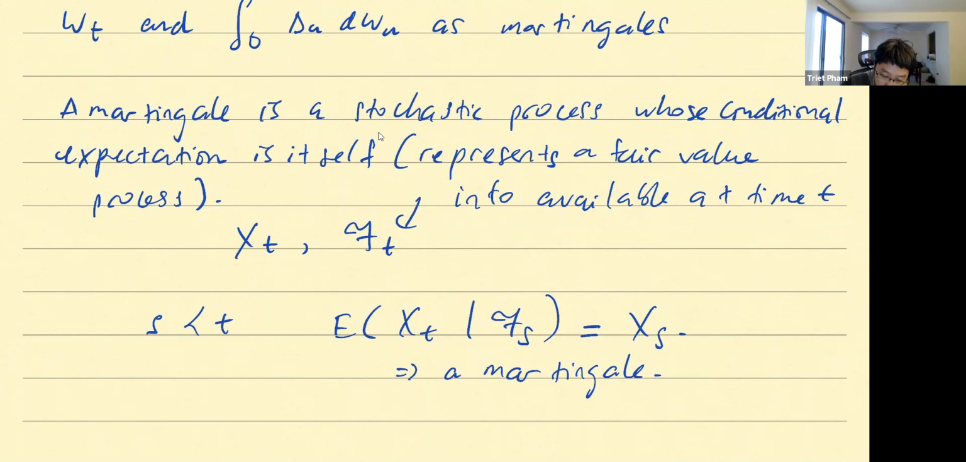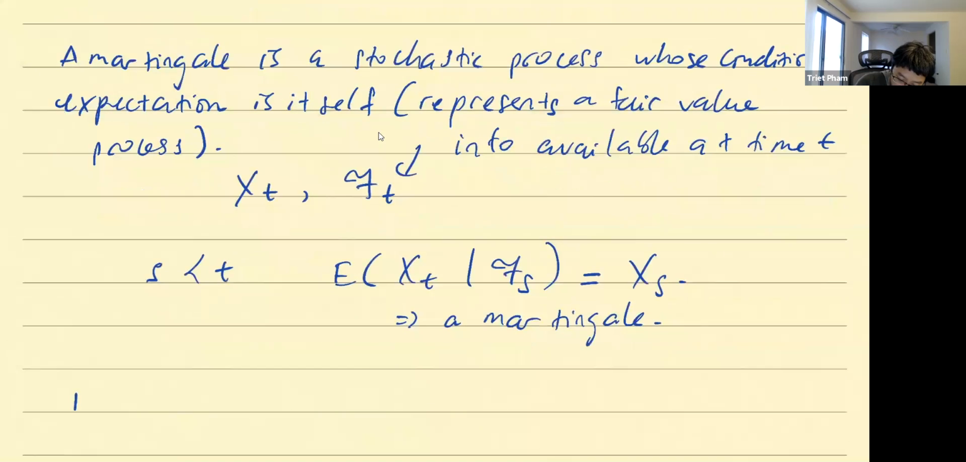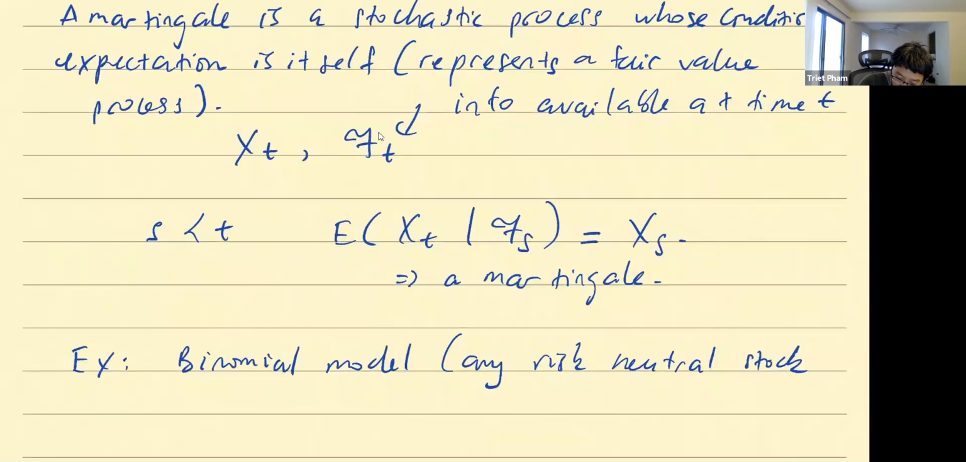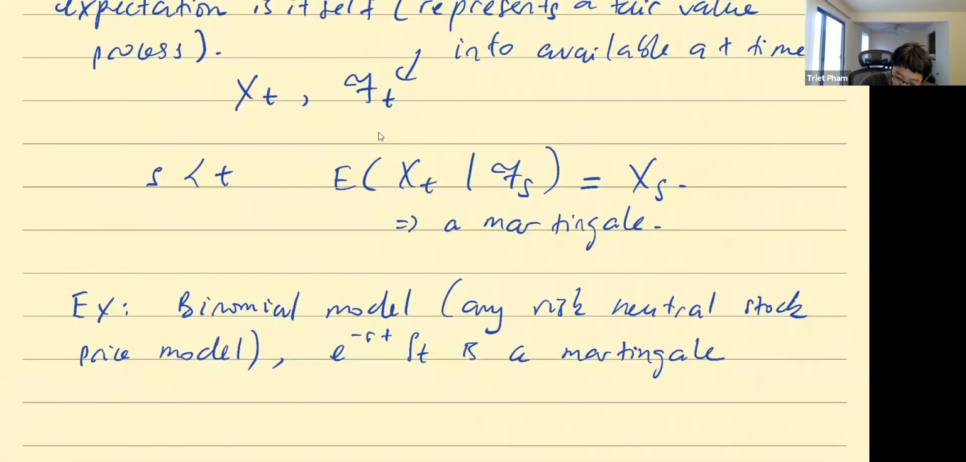So this is not strange. An example that we have looked at is in the binomial model, or actually any risk neutral stock price model. The discounted stock price is a martingale. Discounted.